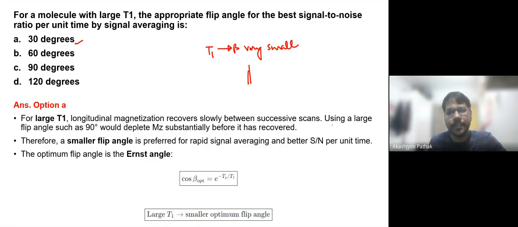So what will happen? If you use large flip angles such as 90-degree, that would deplete MZ substantially before it has recovered. Therefore, a small flip angle is preferred for rapid signal averaging and better signal to noise per unit time. This optimal flip angle is called the Ernst angle. So for large T1, we keep the optimum flip angle very small. So the answer is option A.